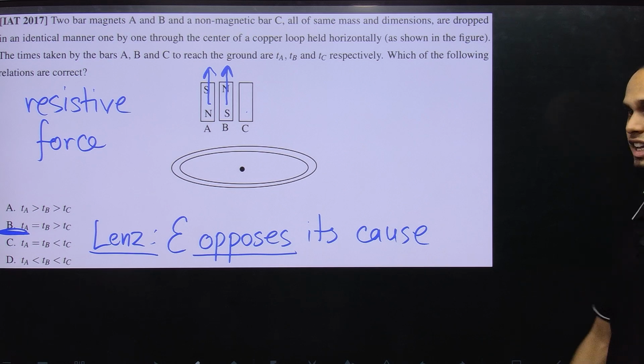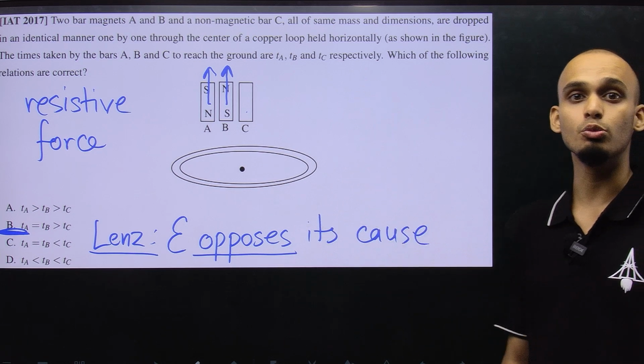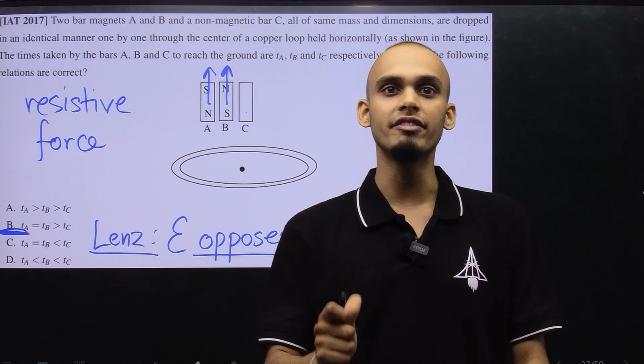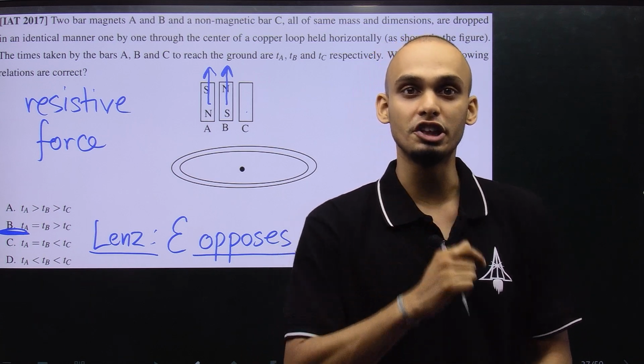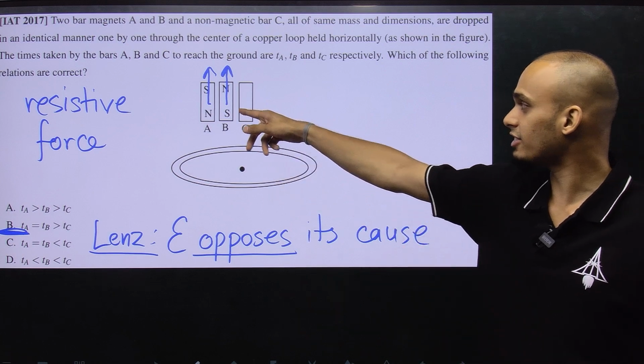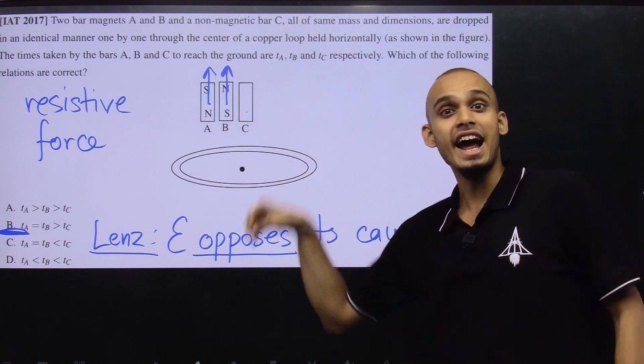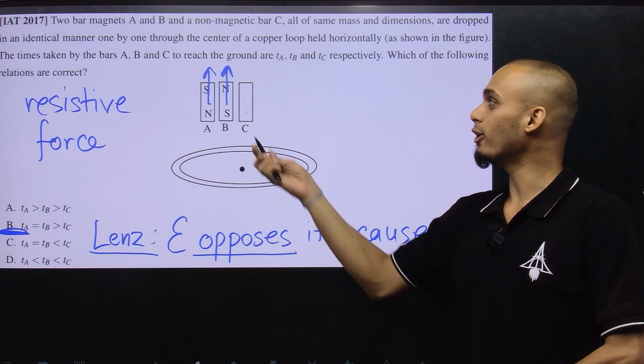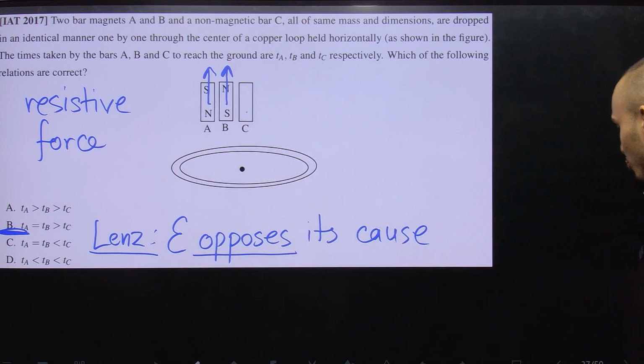As long as you know Lenz's law, this question should be very intuitive, very logical for you. Don't make a mistake of thinking that since south pole is facing downwards, it will get attracted towards it. No, both of them will have a resistive force.